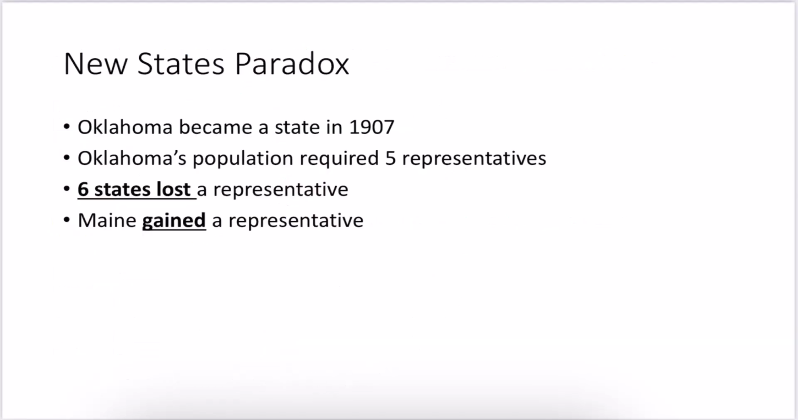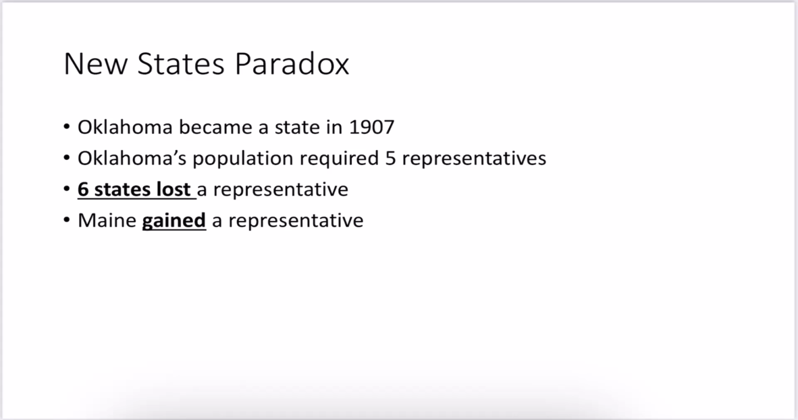Another paradox that happened with Hamilton's method was when Oklahoma became a state in 1907. So they had all of the representatives apportioned out to all of the states, and then Oklahoma became a new state, and Oklahoma's population required 5 representatives. And so it would make sense that because this new state was added, some of the states, specifically 5 of them, would lose a representative to give the representatives to Oklahoma.